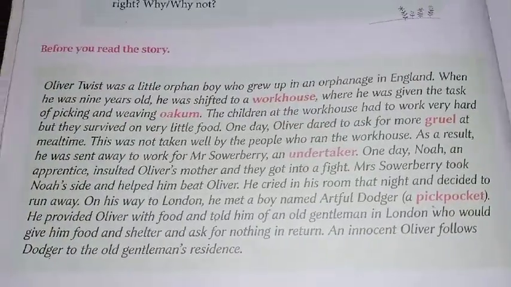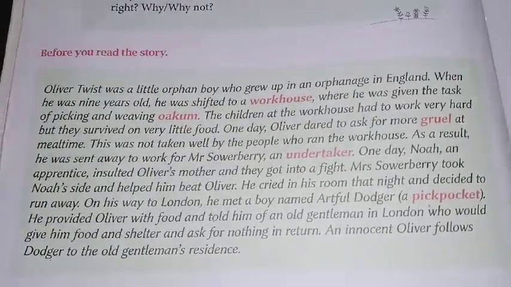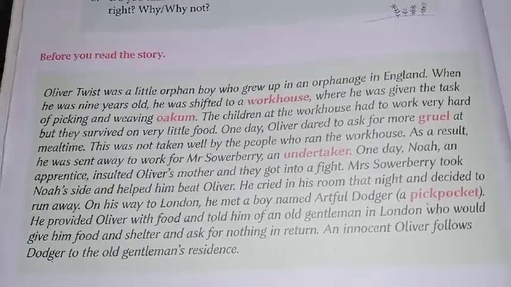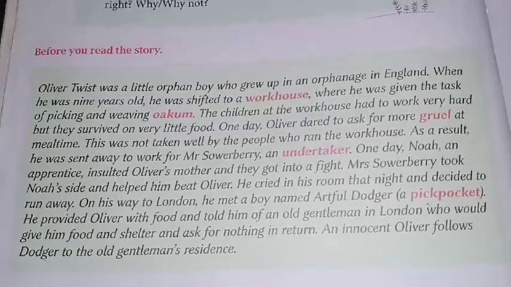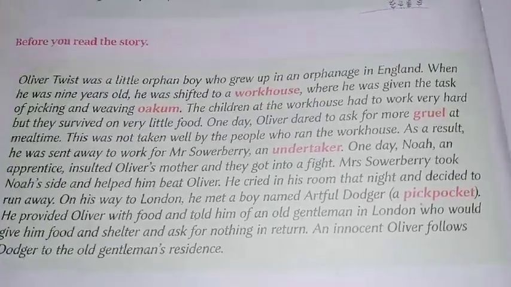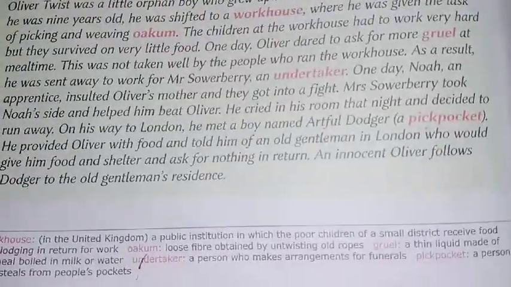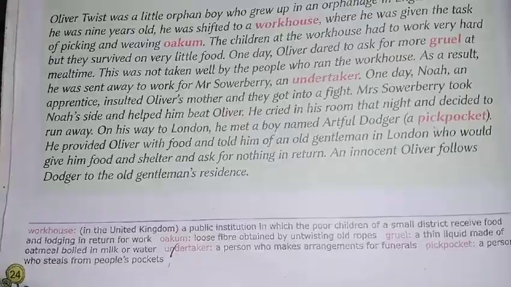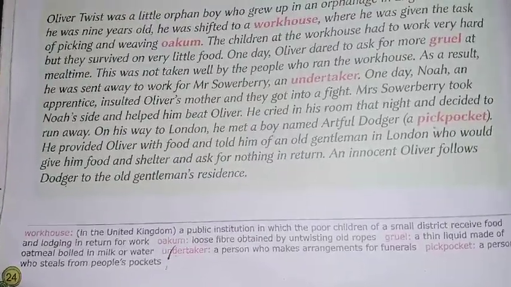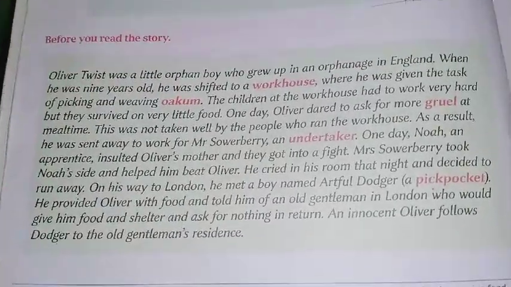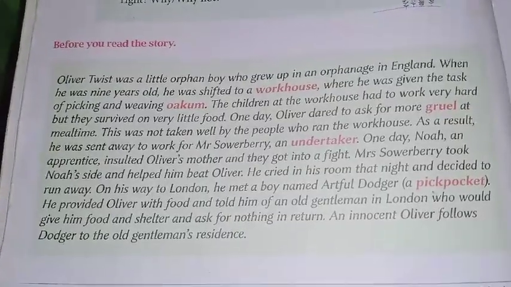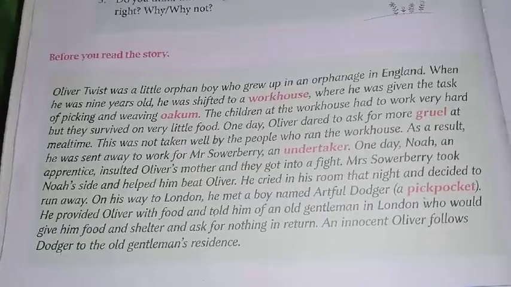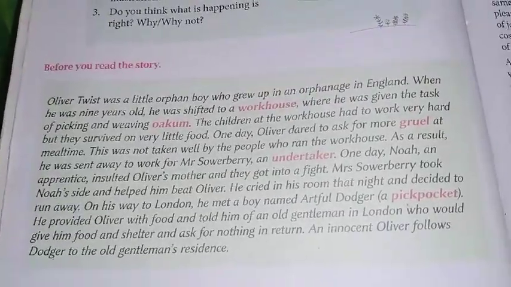The children at the workhouse had to work very hard, but they survived on very little food. One day, Oliver dared to ask for more gruel. Gruel means a thin liquid made of oatmeal boiled in milk or water. It's a kind of liquid food. At mealtime, this was not taken well by the people who ran the workhouse.